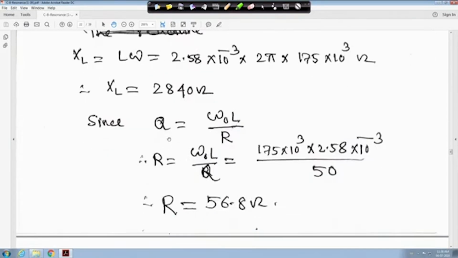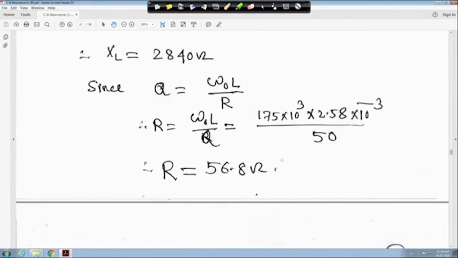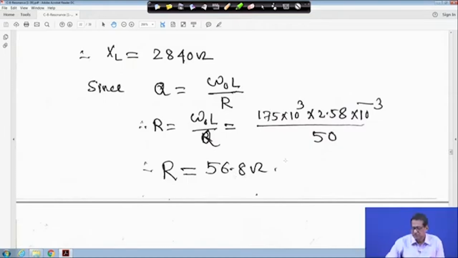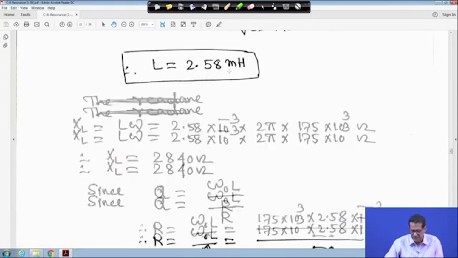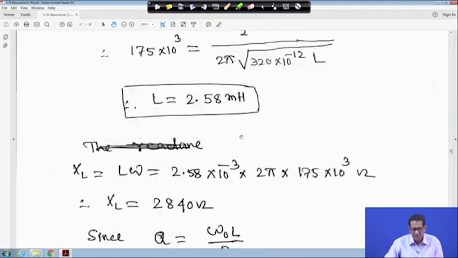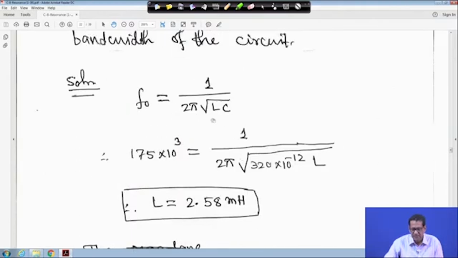The quality factor Q is equal to omega 0 L upon R. So R is equal to omega 0 L upon Q. You just substitute all these values, and you will get R is equal to 56.8 ohm. This way we have got L, that is 2.58 millihenry, and F0 is given, so omega 0 is 2 pi F0.